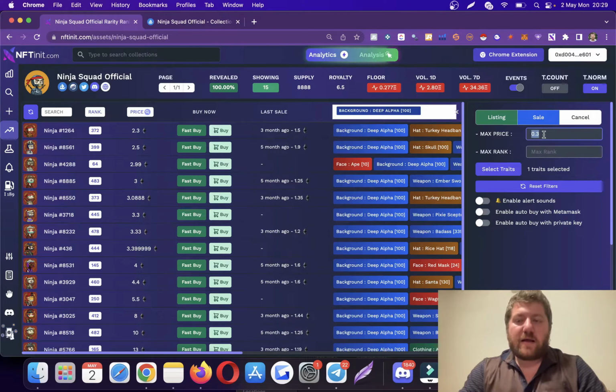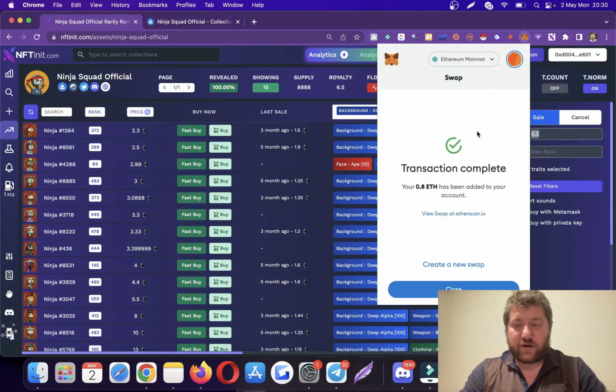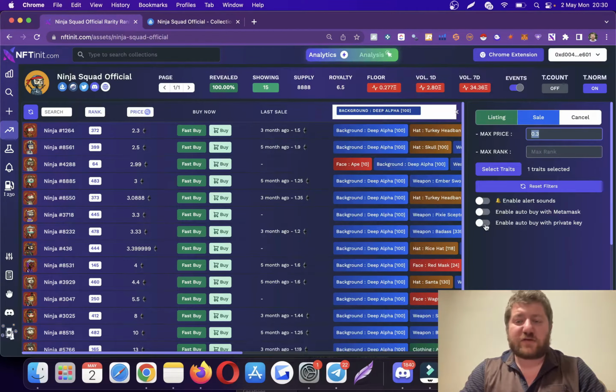and then the system is only going to show you if an NFT with the deep alpha trait is listed under this price. These are the paid options: enabling alert sound, enabling autobuying with MetaMask. So what happens is basically if something gets listed, it's going to play an annoying sound to make you jump out of your bed, or it is going to pop up the MetaMask directly, or it is going to make the purchase in the background without you even noticing. So founding members have this option. They just leave it and they hope to wake up to have purchased some good NFTs over the night.